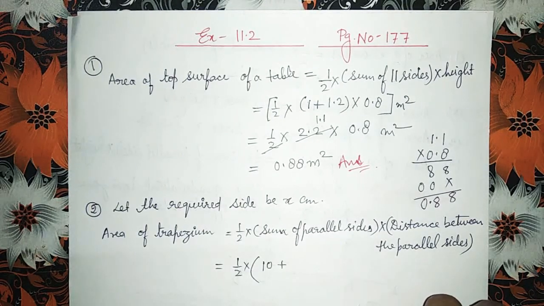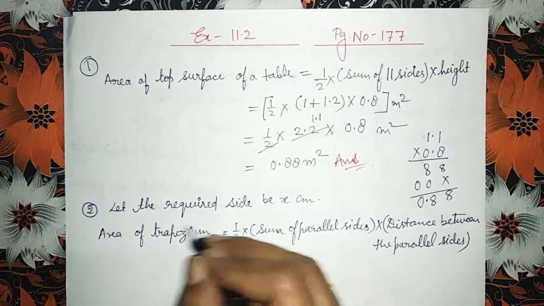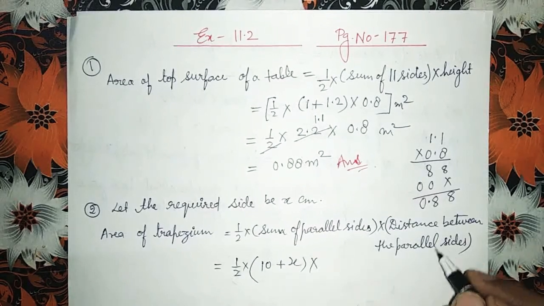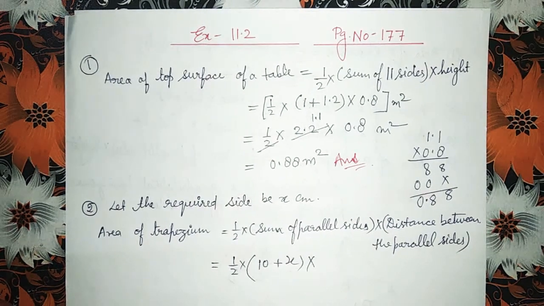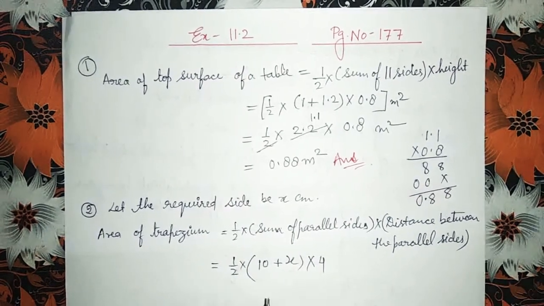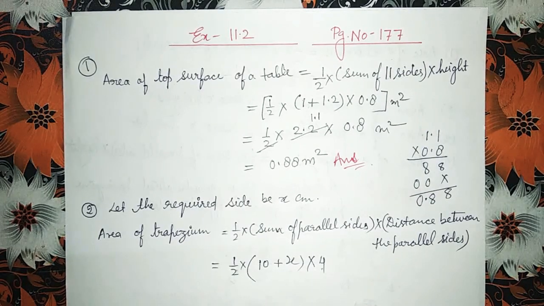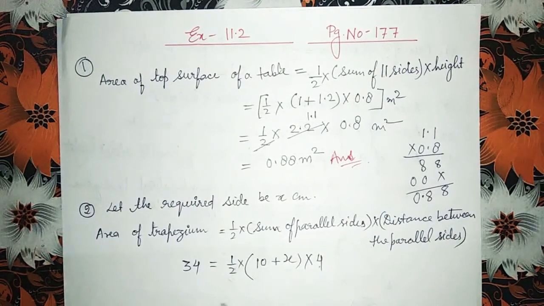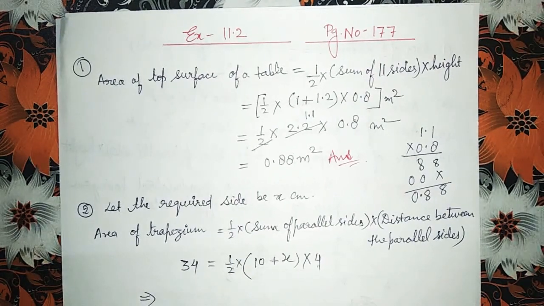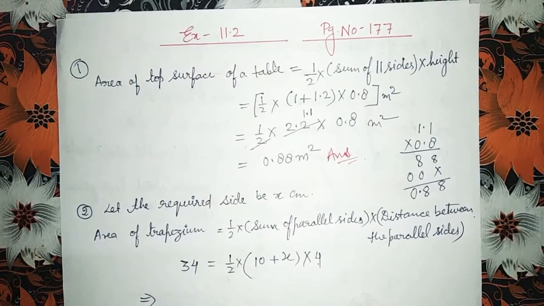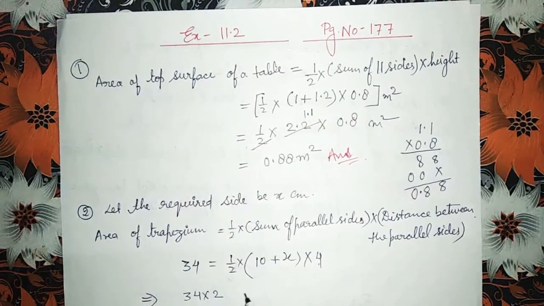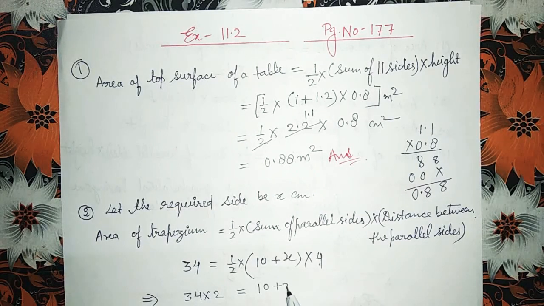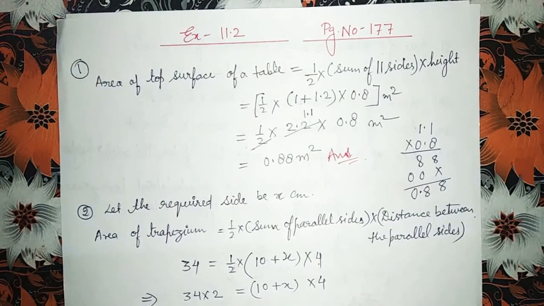and length of the other side which we do not know, that is x. Here we have assumed, and the distance between the parallel sides, or you can say height, is 4. Okay, is 4. And area of trapezium we have got in the question only, so here we will write 34. Okay. Now we will solve. You can see this step is in the form of equation. So to solve it, here we will write 34 into 2 is equal to 10 plus x into 4. Okay.